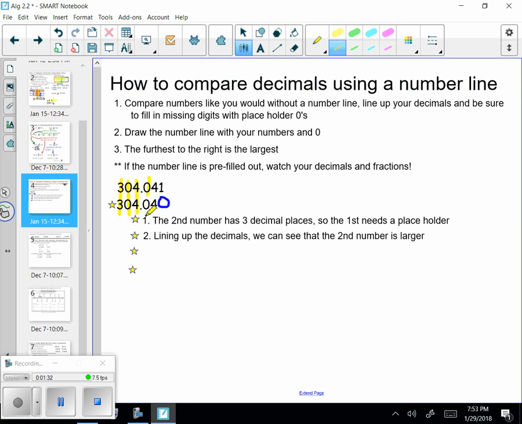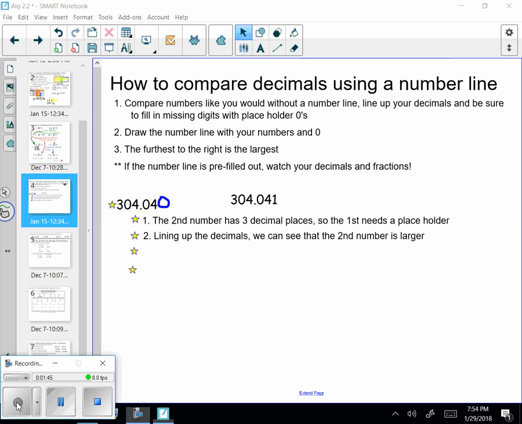Same, same, same, same, same. They're both positive, so I'm looking for sames. And finally, we can see that with positive, we look for the biggest digit. Therefore, this number is the largest. The second number should go to the right of the first number on a number line.